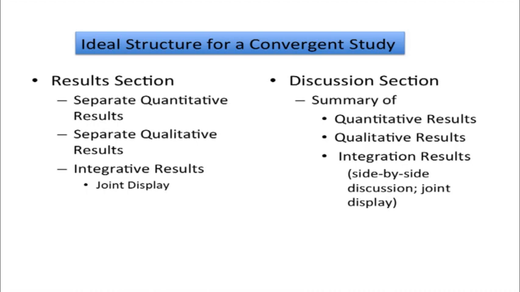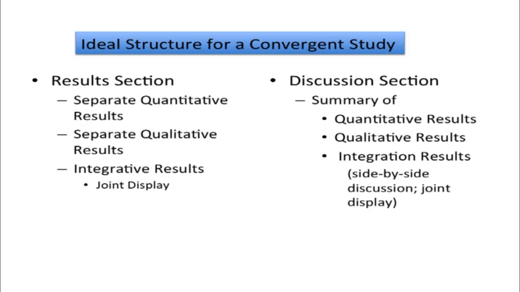Now in the results section, what we'd expect to find in a convergent design project would be a separate section for quantitative research results, and a separate section for qualitative research results. But then we would probably also see some attempt by the authors to integrate those two databases. It could be in a table, such as a joint display.